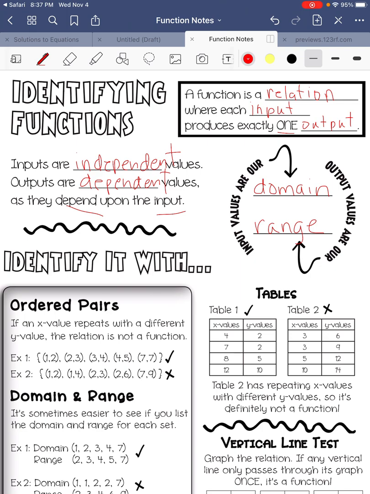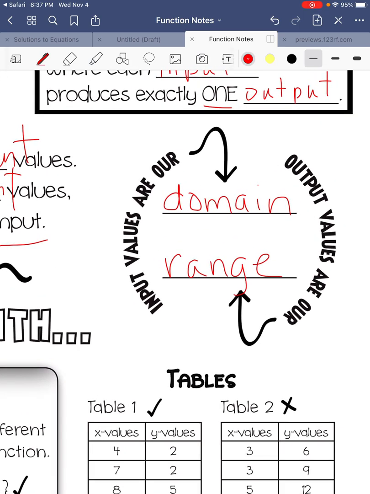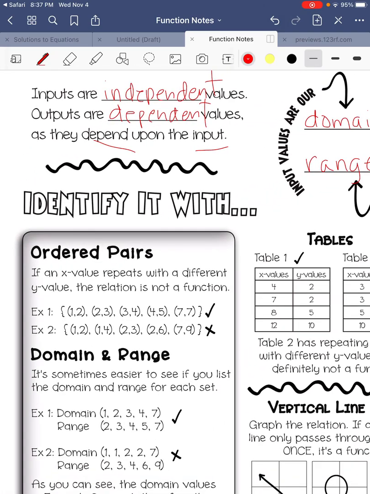Independent means it doesn't rely on anything. So the Coke button on the machine is independent because it's just labeled Coke. When I push it though, whatever comes out of my vending machine depends on what button I push. So if I push the Sprite button, a Sprite comes out. Okay, domain and range are just vocabulary. So input values, or the buttons on my machine, would be the domain, and then what comes out, or my output, is my range.